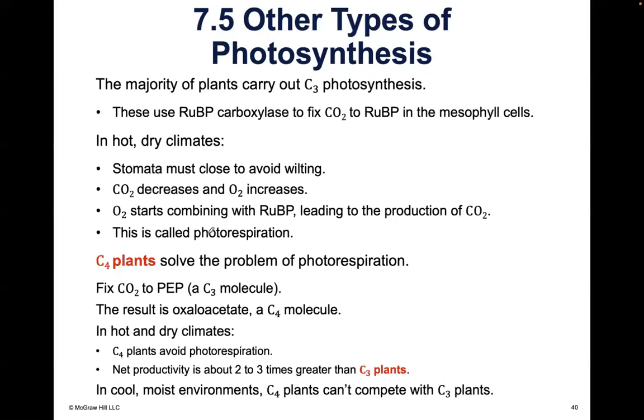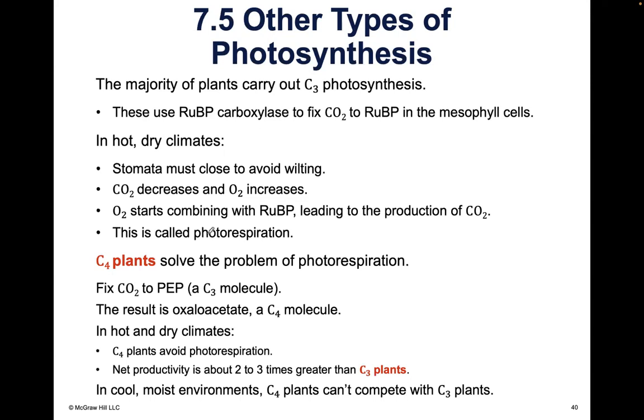So what about C4 plants? The C4 plants solve the problem of photorespiration by fixing CO2 to PEP. What is PEP? It is a C3 molecule, a carbon 3 molecule. So it results in what we call oxaloacetate.